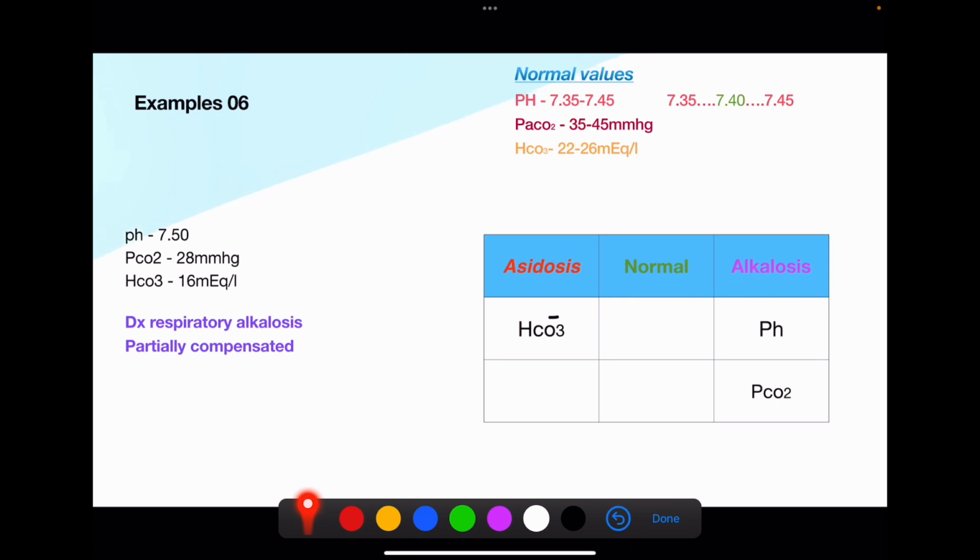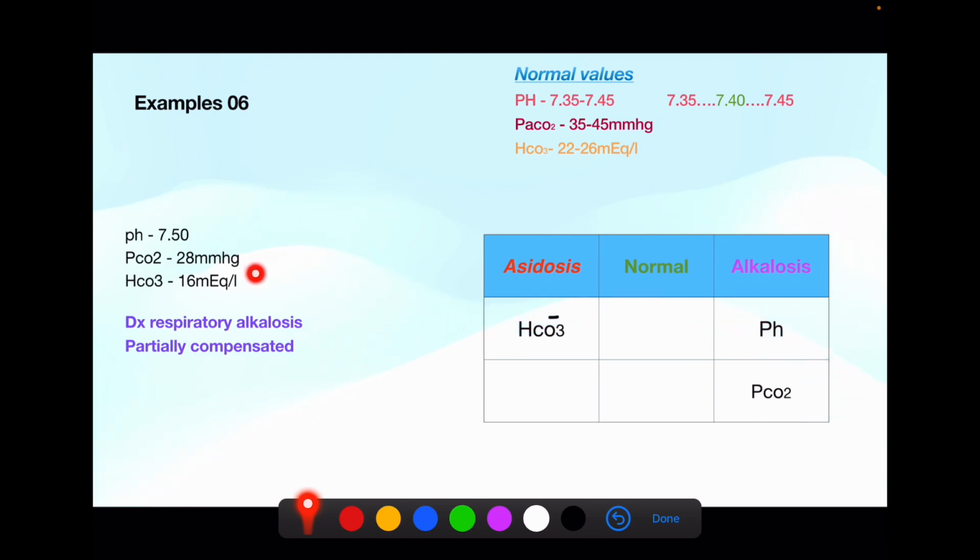We'll go for another example. Here pH is 7.5. Your carbon dioxide is 28. Your bicarbonate is 16. According to our columns, we are going to put those values. Since your pH is more than 7.45, the pH is in the alkalosis range, so you put the pH into the alkalosis column. Then your partial carbon dioxide is 28. It means it's lower than its lower limit.